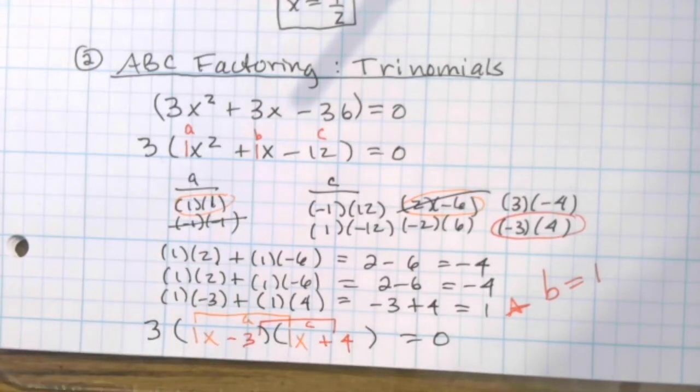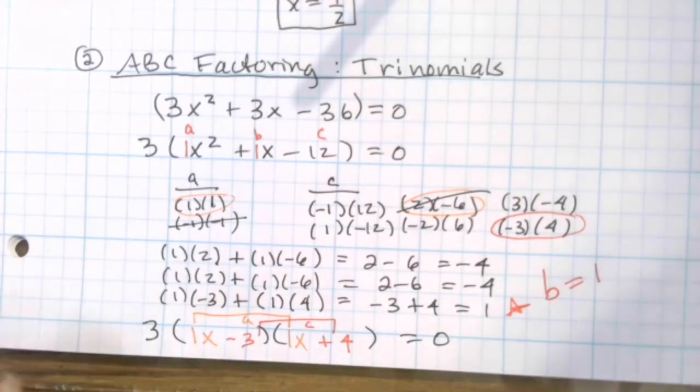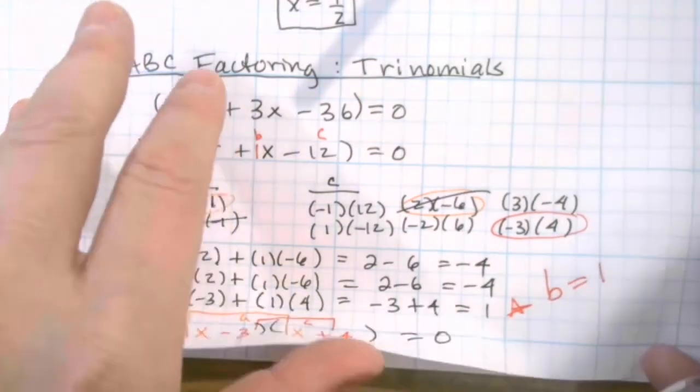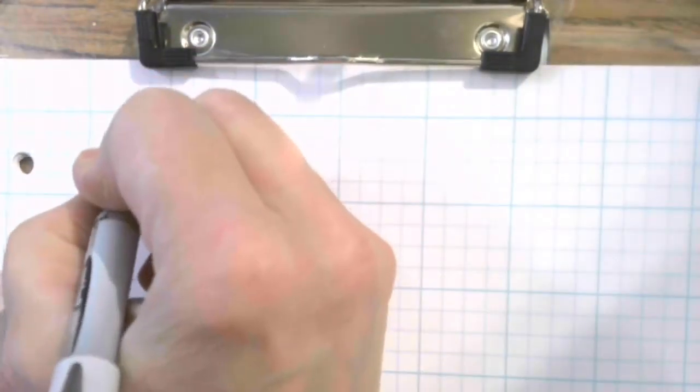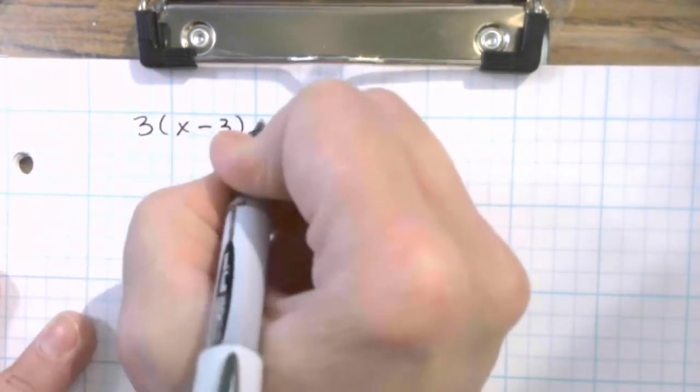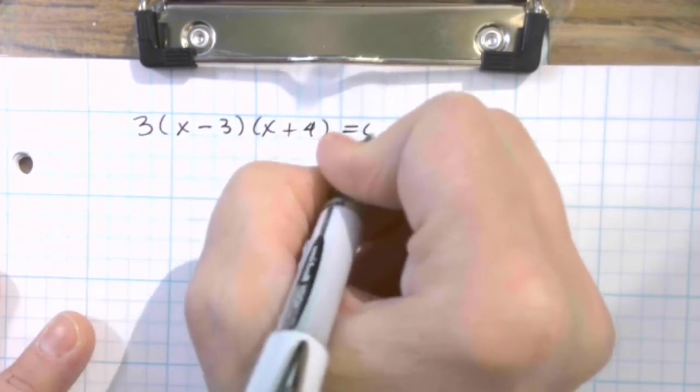And you want to do a really quick rainbow check to see if you have your c's in the right spot. So I have a negative 3 on the inside, a 4 on the outside. Yep, I got this right. All right, so that is completely factored. Now, at this point, you would want to set each of these equal to 0 and try to solve it. Let me switch pages here. So we have 3 times x minus 3 times x plus 4 equals 0.